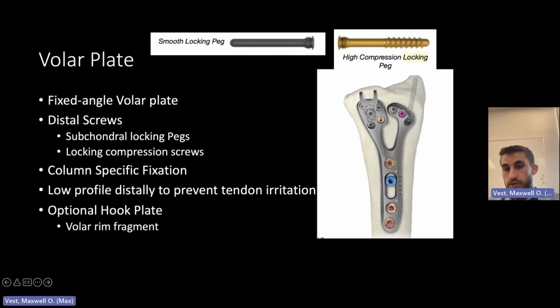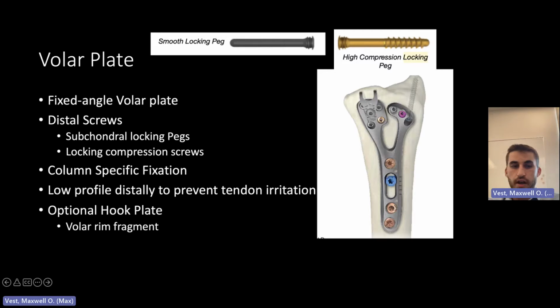So they have a portion of the plate that is designed specifically for the intermediate column, and then a portion that is specifically designed for the radial column. And these are low profile distally to prevent tendon irritation. And they're particularly low profile on the radial styloid portion of the plate. And this is important because the FPL and the FDP to your index finger run right on top of the volar rim of the distal radius right here, right over the watershed line.